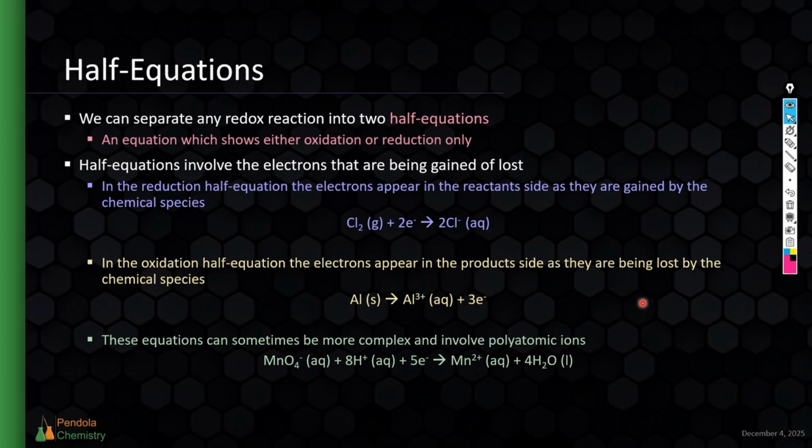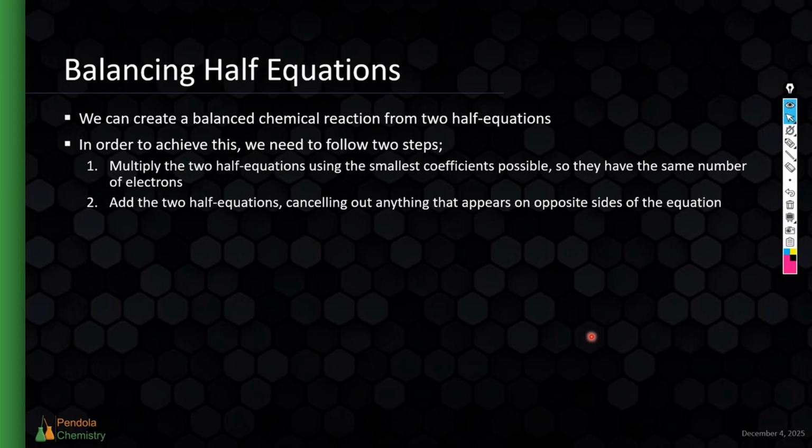Now, half equations, like I said earlier, can be combined in order to form full equations. We can combine a reduction half equation and an oxidation half equation in order to create a balanced chemical reaction or balanced chemical equation.